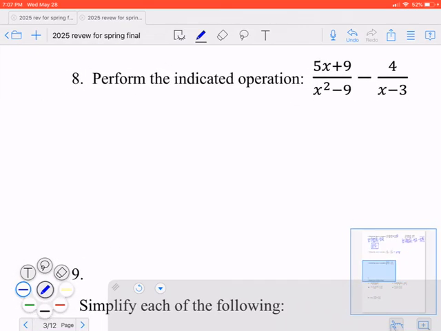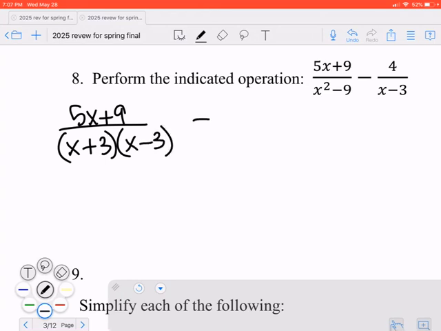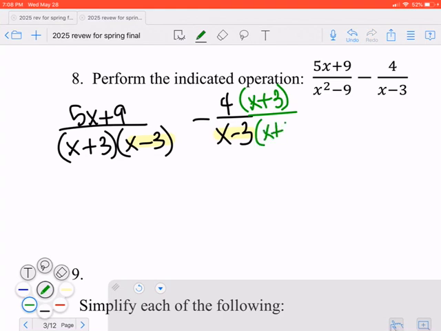Subtraction. I am going to first factor all of my denominators that can be factored. X squared minus 9 is a difference of squares. That factors into x plus 3, x minus 3, minus 4 over x minus 3. So our denominators both have an x minus 3. They need to be the same thing. This one has an x plus 3, so that is what I'm going to multiply into the top and the bottom. We're just multiplying by 1. Something over itself is 1. So we're not changing the value. We're just writing it in a different form.